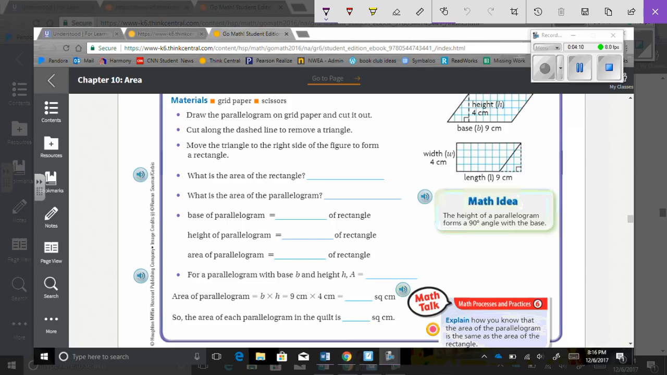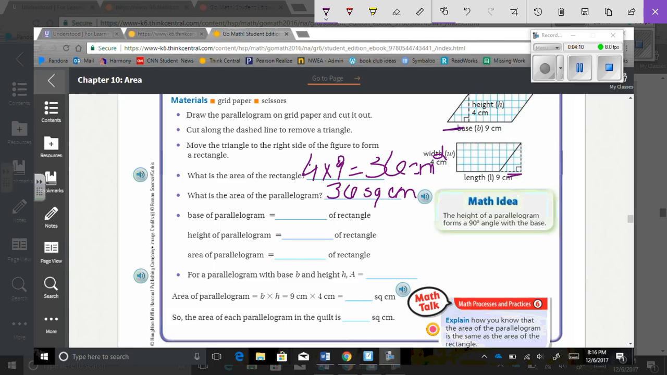So, what is the area of the rectangle? We've said that that is 4 times 9, which equals 36. Okay, and that is 36 centimeters squared. So what is the area of the parallelogram? Well, we just switched that triangle from one side over here to the other. So the area is the same for the parallelogram, which is still going to be 36 square centimeters or centimeters squared. You can write either way.